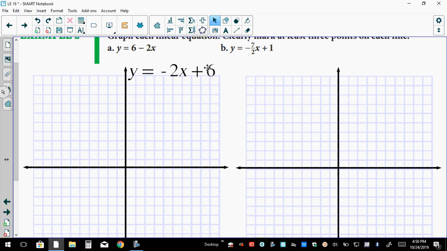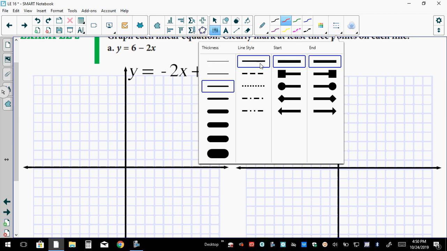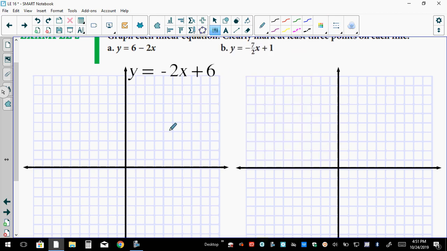So what do we start with? This 6 right here is the start value, or the y-intercept. So we start at the origin at 0, 0, and we're going to go up because it's a positive 6. 1, 2, 3, 4, 5, 6. And I'm going to make a point. That's my start value right there.